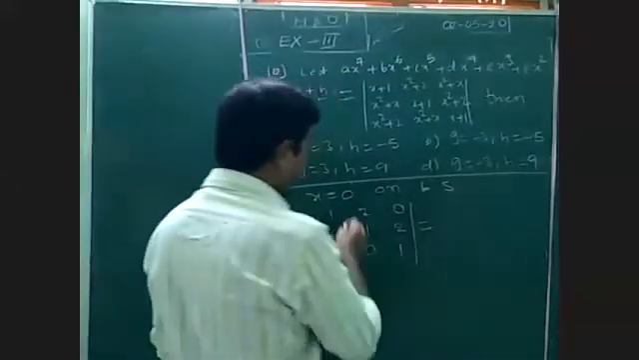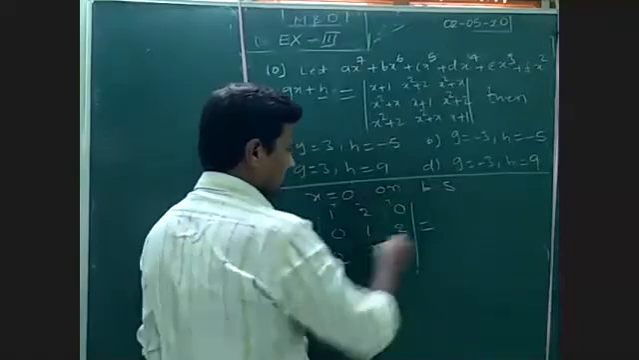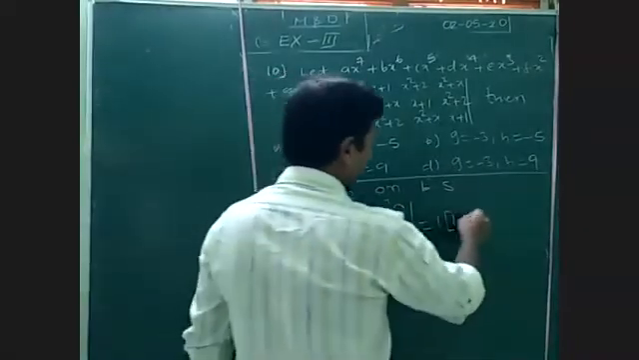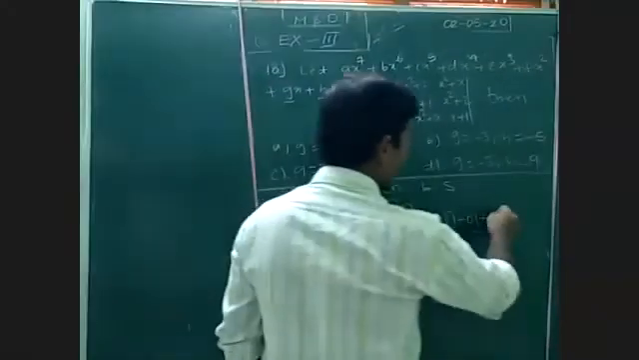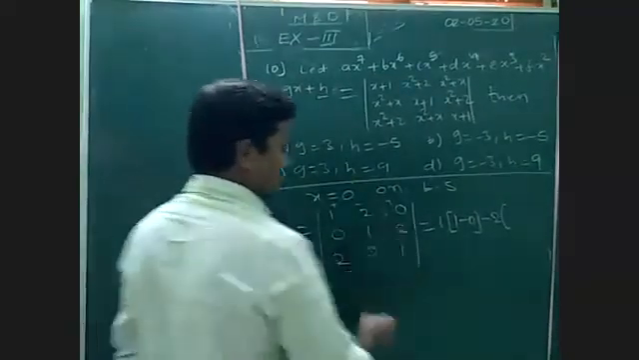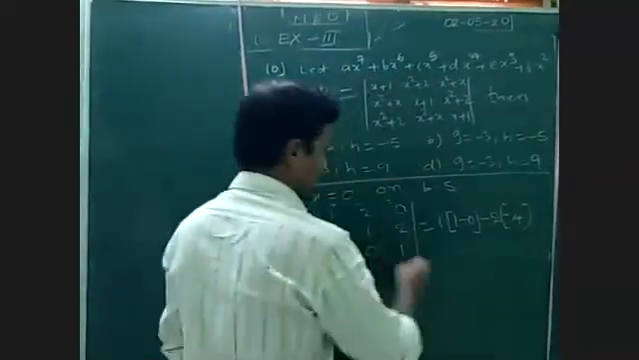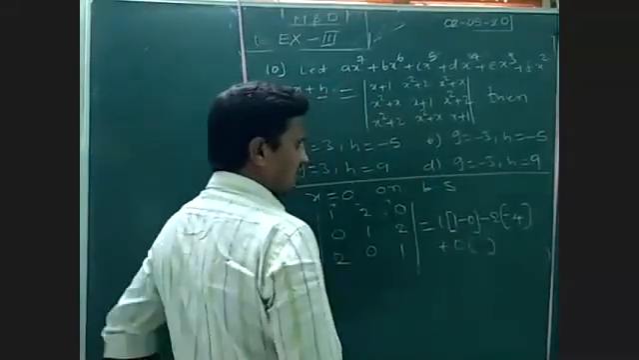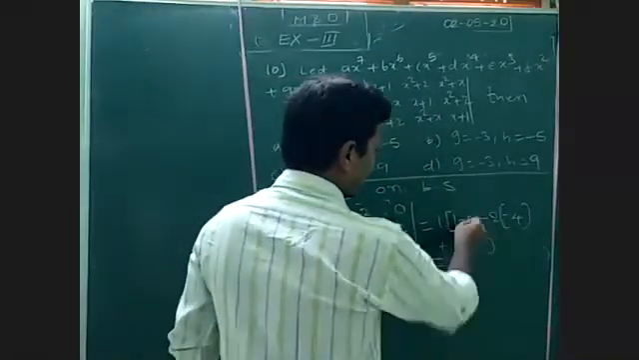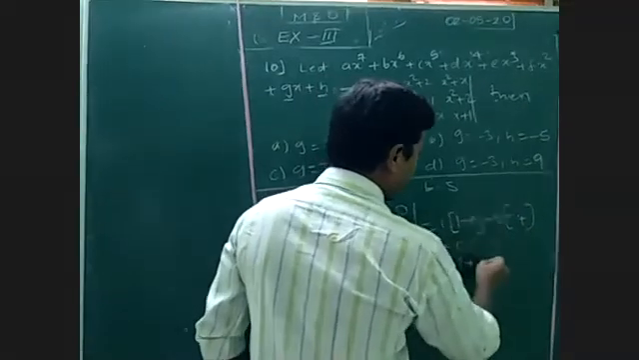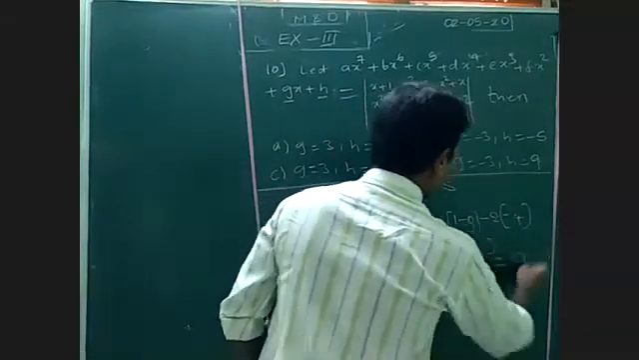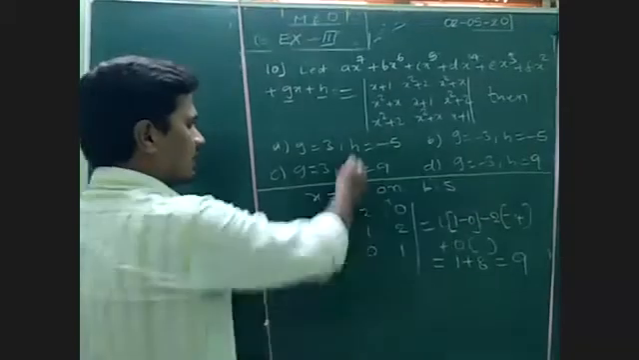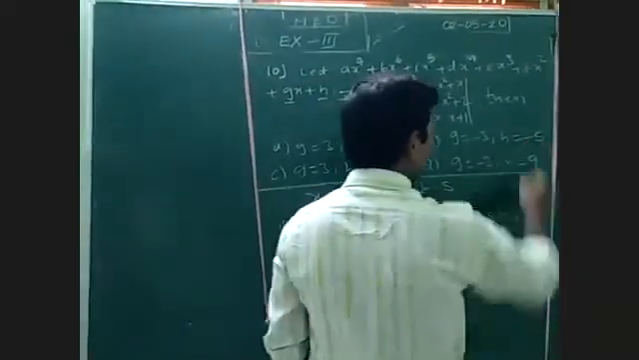To find the determinant, plus, minus, plus: 1 into (AD minus BC), 1 minus 0, and minus 2 into (AD minus BC), minus 4, and plus 0 into any value becomes 0. So finally, what is the value we got here? This is equal to 1 minus into minus, plus 8. This is equal to 9. So the h value is 9. Here the h value is 9, here also the h value is 9.